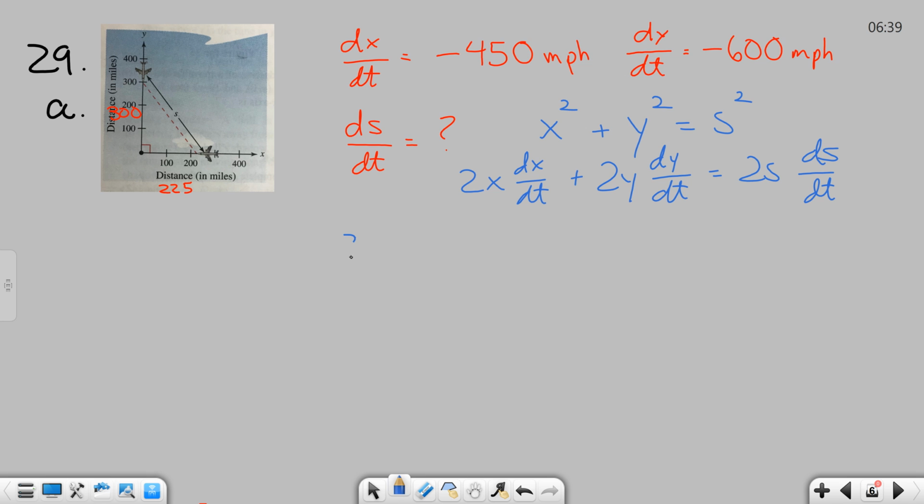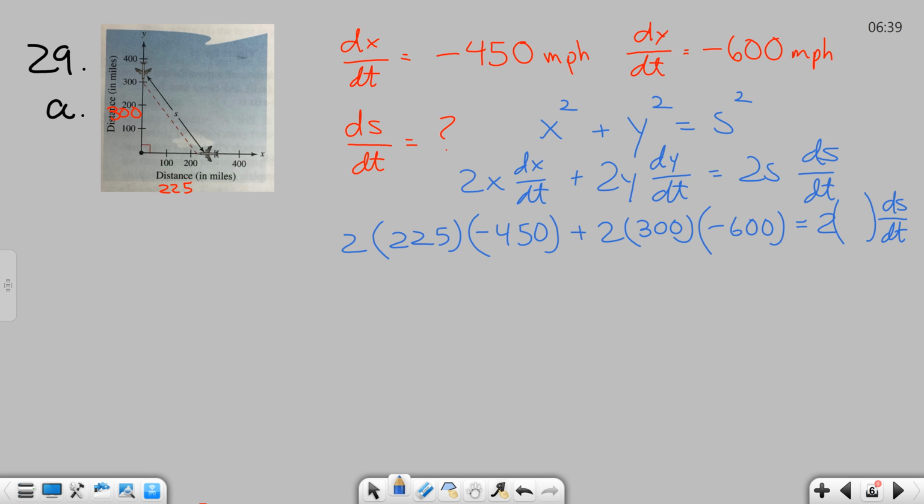So we've got 2 times 225 because the x value there is 225, and dx/dt we know is negative 450 miles per hour, plus 2 times 300, which is our y value, times the rate of change in the y direction, which is negative 600. Notice I'm putting that in parentheses, very important, times 2s ds/dt.